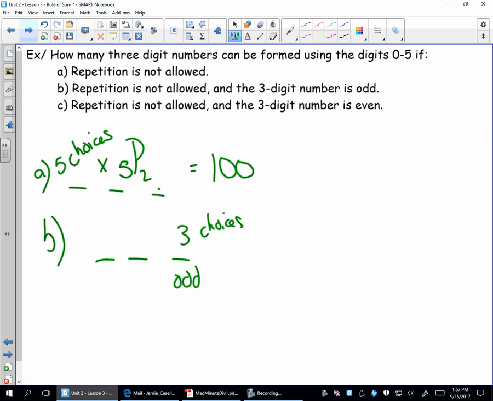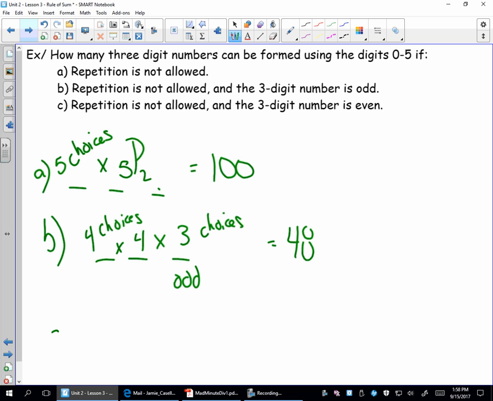And if I can't use the number 0 at the beginning, and I've already used an odd number up, well then I have 4 choices over here. And if I used up an odd digit at the end and a digit at the beginning, I've used up 2 digits, I've got 4 choices left over for the middle. I'm back to basic counting in this question because of these conditions. You get 48 here.